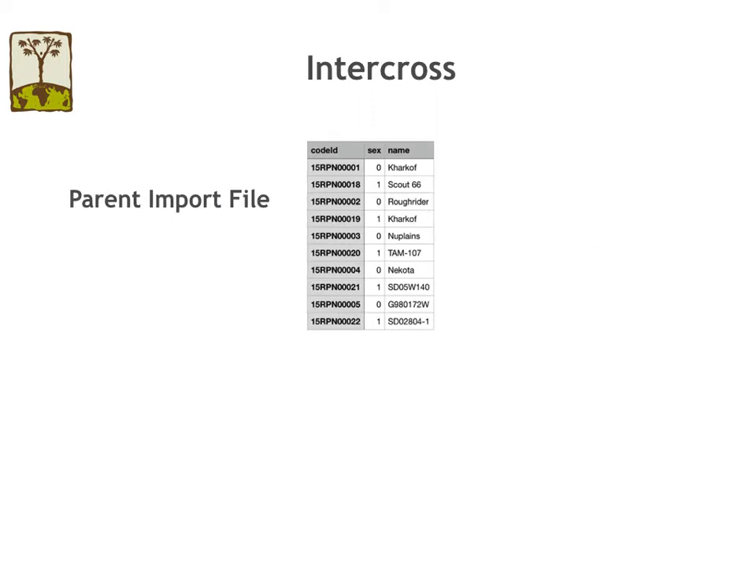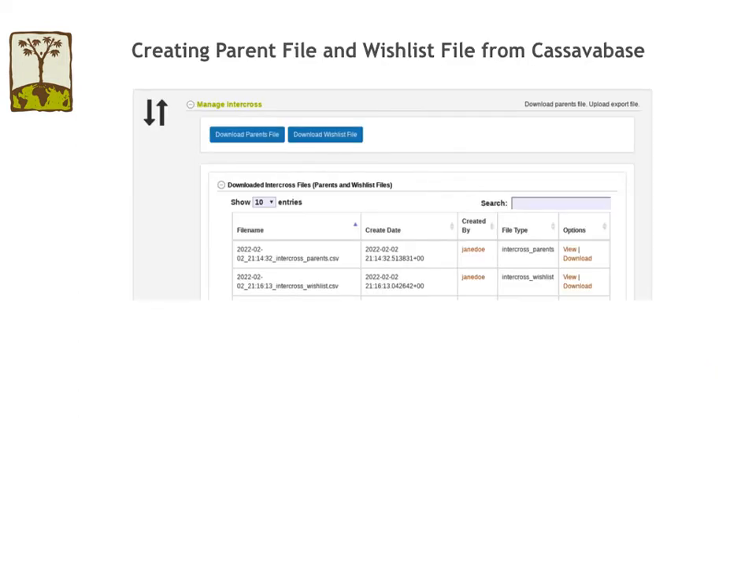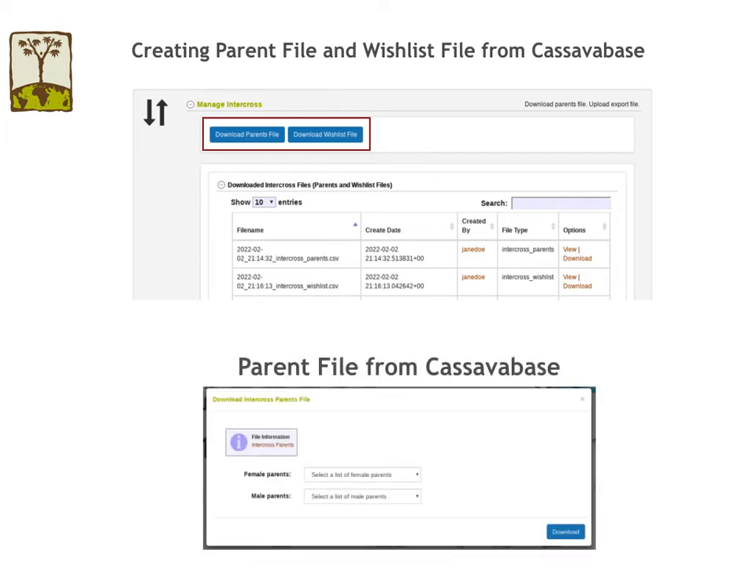Intercross supports two different types of import files. Parent files, which contain information about parents used in crosses, and wishlist files, which in addition to the parental information, also contain additional info such as the minimum and maximum number of each activity. Both parent and wishlist files can be downloaded directly from Cassavabase. To download parent files, users just have to provide a list of female accessions and a list of male accessions.